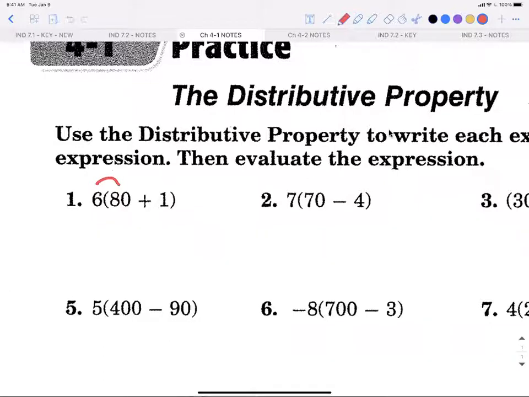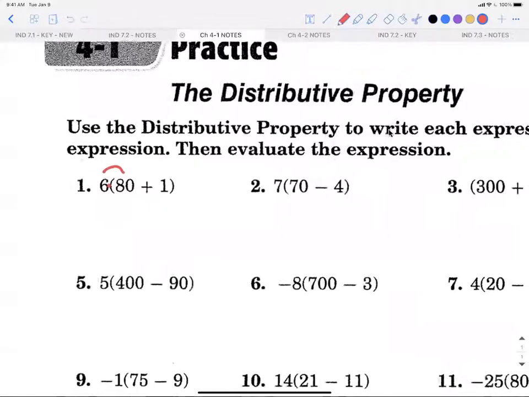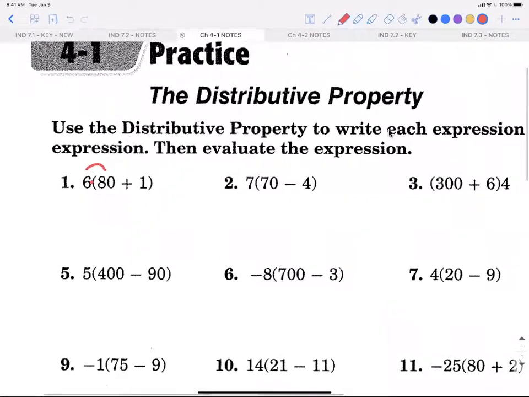All right, chapter 4-1, we're going to be talking about the distributive property. And the distributive property, to distribute, means to share whatever's outside of the parentheses with whatever's inside. And anytime you have a number right next to a parenthesis, it means multiplication. So if we distribute this 6 to the 80, it means we multiply 6 times 80.